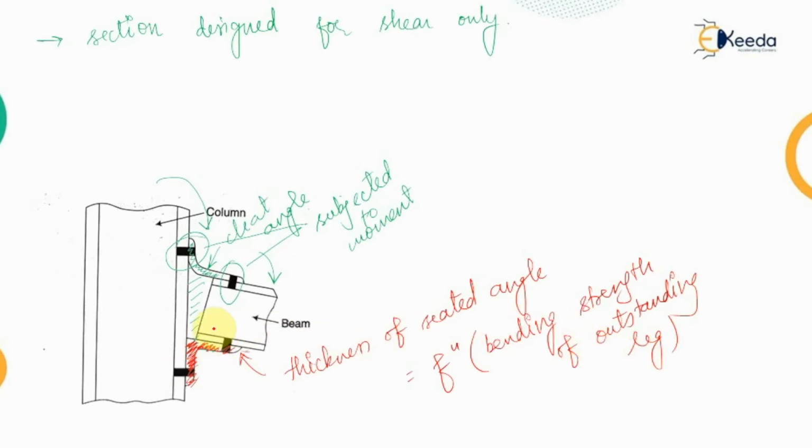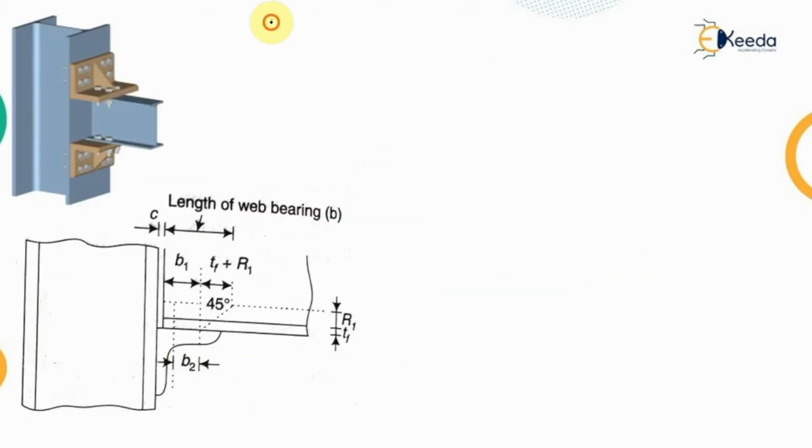The width of this section is obtained from the width of the beam, because usually what we do, we provide the width of the seated angle equal to the width of the beam flange, so that this symmetry is maintained in the section. Now looking at the design procedure for the unstiffened type of seated connection.